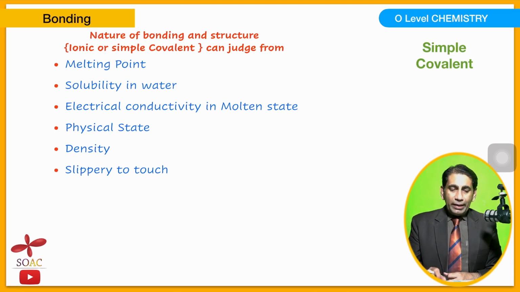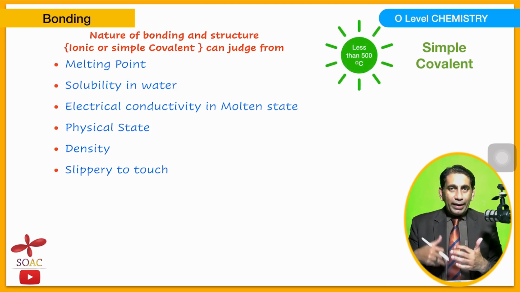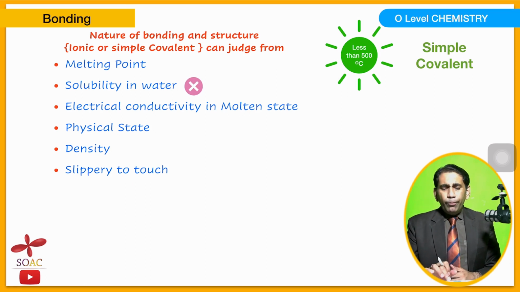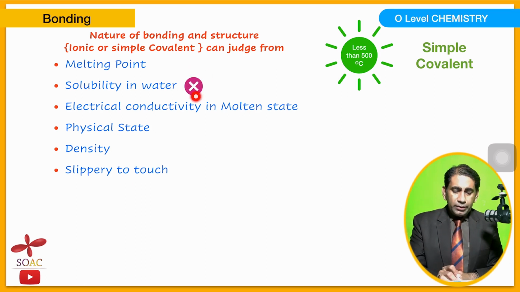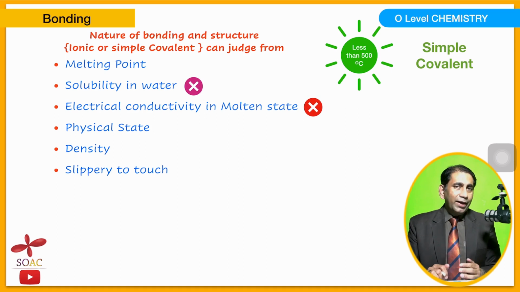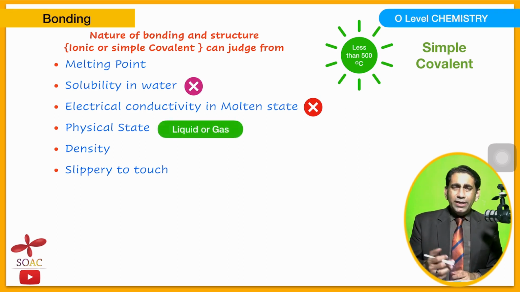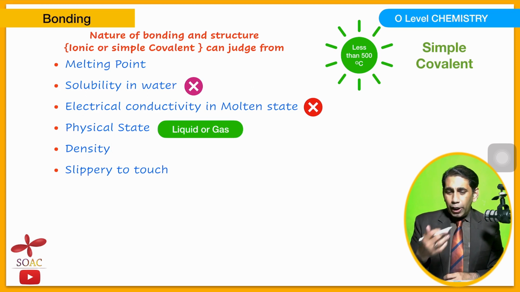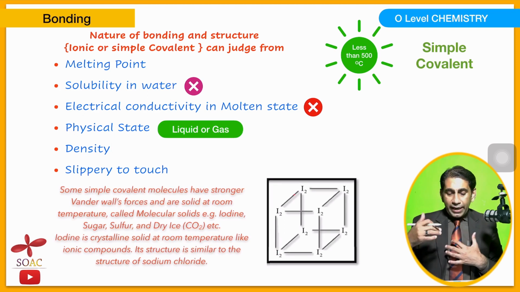Now, in the case of simple covalent molecules, I'm going to apply similar points. Usually, the melting point will be lower than 500 degrees Celsius. Simple covalent molecules are usually not water soluble; this is not fixed. They do not have any electrical conductivity in molten state. Usually, with few exceptions, the physical state of a simple covalent molecule is liquid or gas. And as I told you, there are few exceptions.